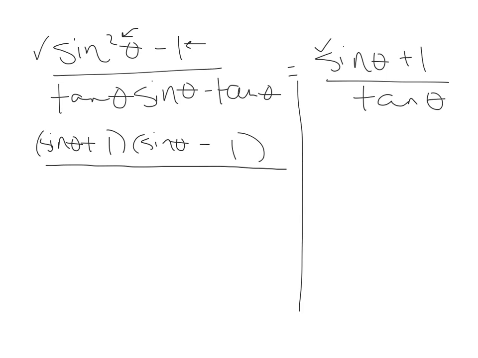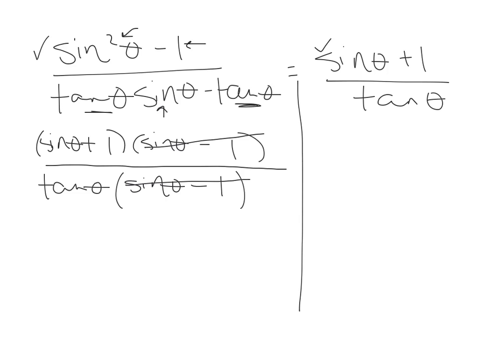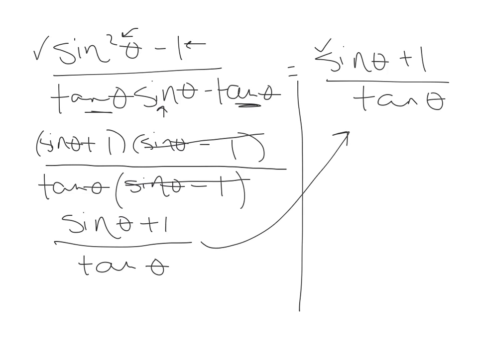Now on the bottom I have a subtraction, and I also have a like term in both parts of that expression. So if I pull out a tangent, I have a sine left and a 1 left because tangent goes into itself one time. So I can cancel the things that are alike, and I am now left on the left with the same thing that I have on the right side. So they match each other, and that's our goal, is just to make the two things match.